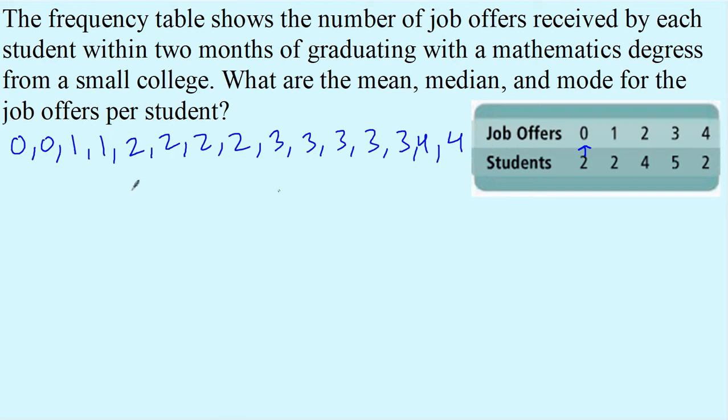All right, so now we want to add them all up to get the mean. If we add up all those numbers, we get 33. There are 15 numbers, so we divide by 15 and get 2.2.